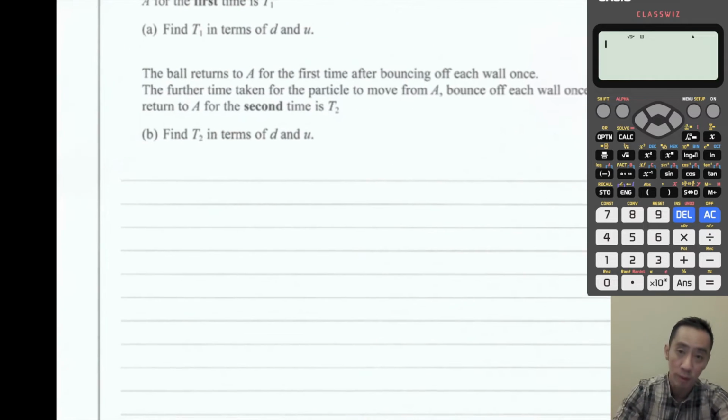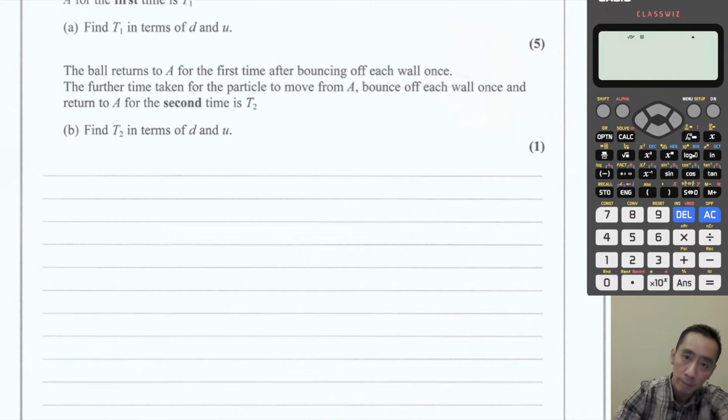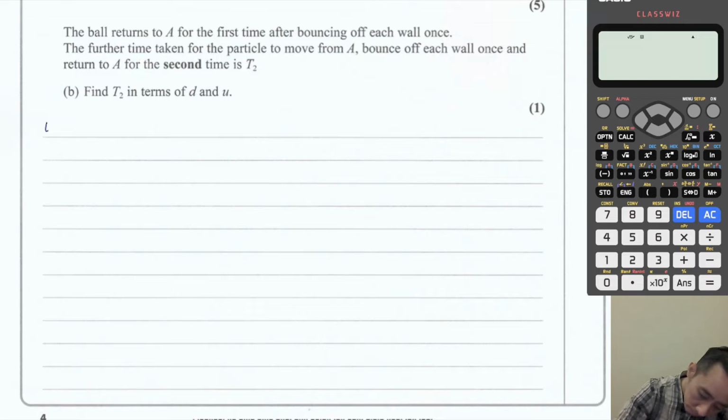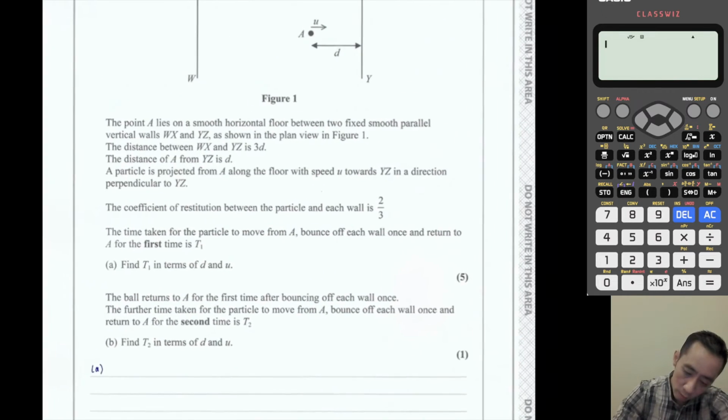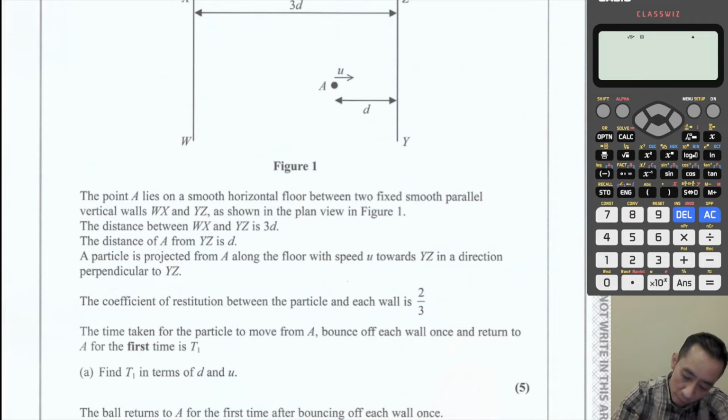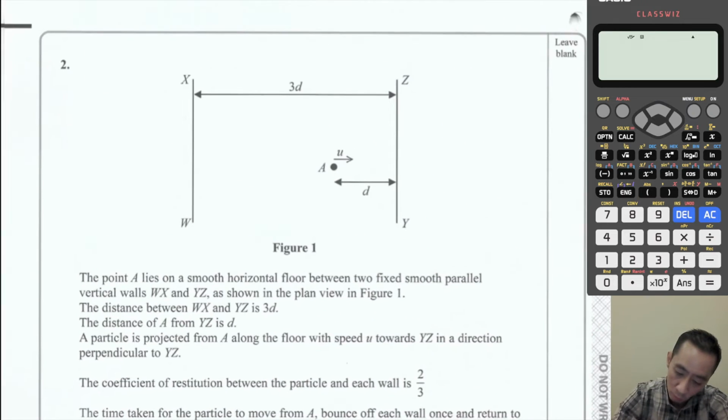So how are we going to do this? So for part A, now let's see from here to here. So the speed is u. So what is the time taken? So from A to YZ.